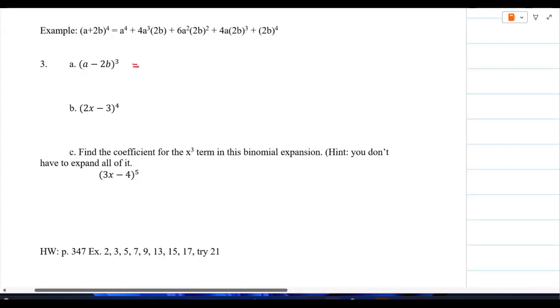Okay. So tell me what are the terms? So a cubed, a squared b, negative 2b. Sorry, negative 2b. I was reading it as b. And then a times negative 2b squared, and then negative 2b cubed.